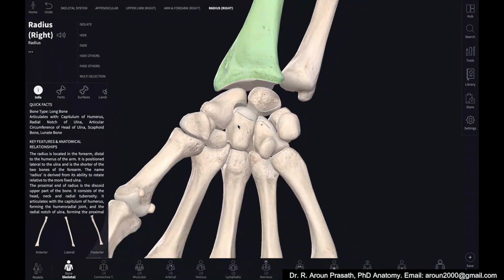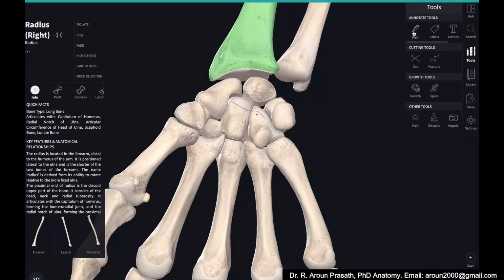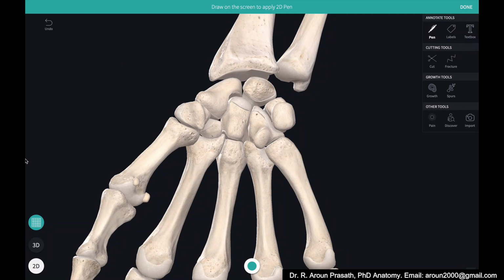Now we will go to the carpal bones. There are 8 carpal bones arranged in 2 rows. One row is the proximal row and the other row is the distal row. This is the proximal row and this is the distal row.